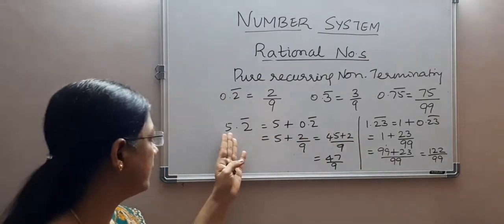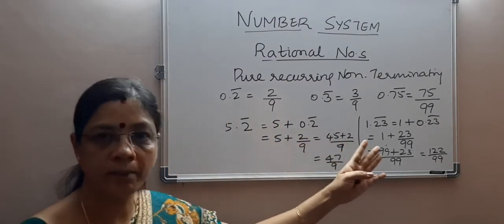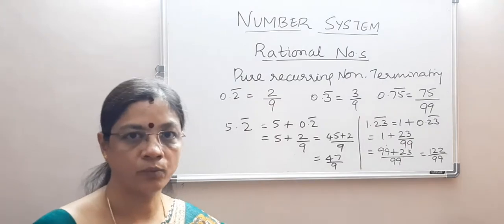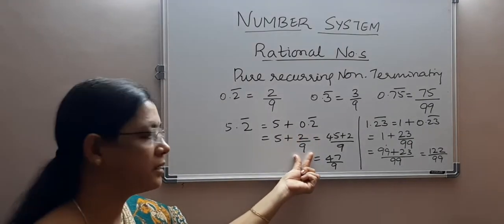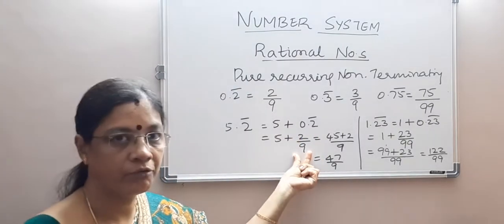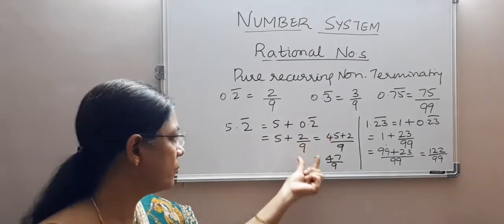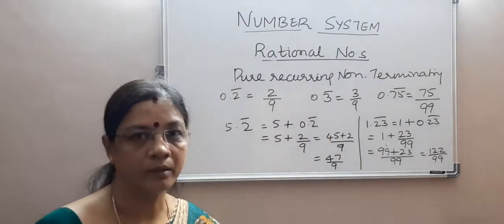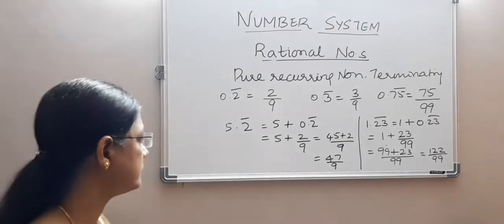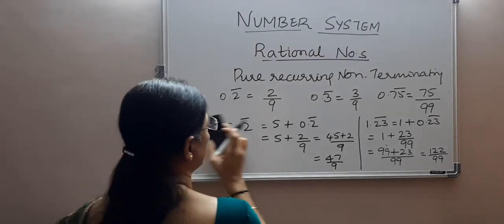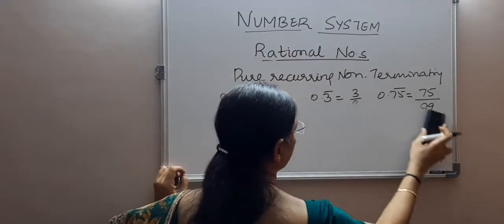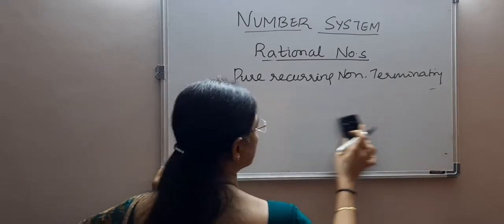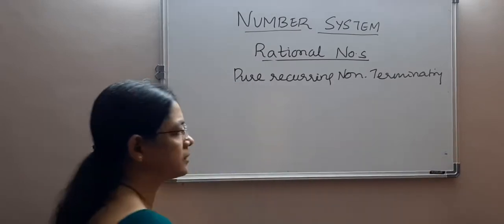Split the whole number part and the decimal part, and do it as usual. So this result can be written directly, as we have found a rule for this. Okay, do you understand? So this is how we do it for pure recurring decimal numbers of rational numbers.